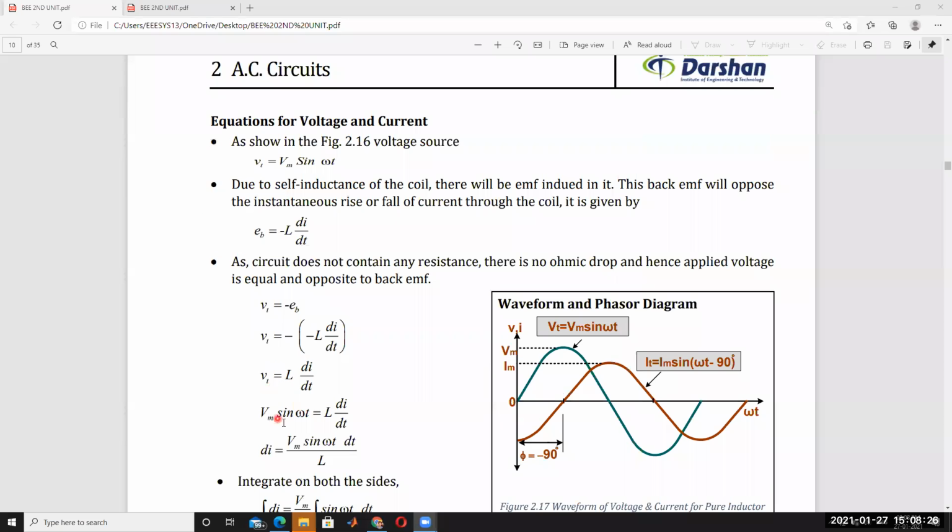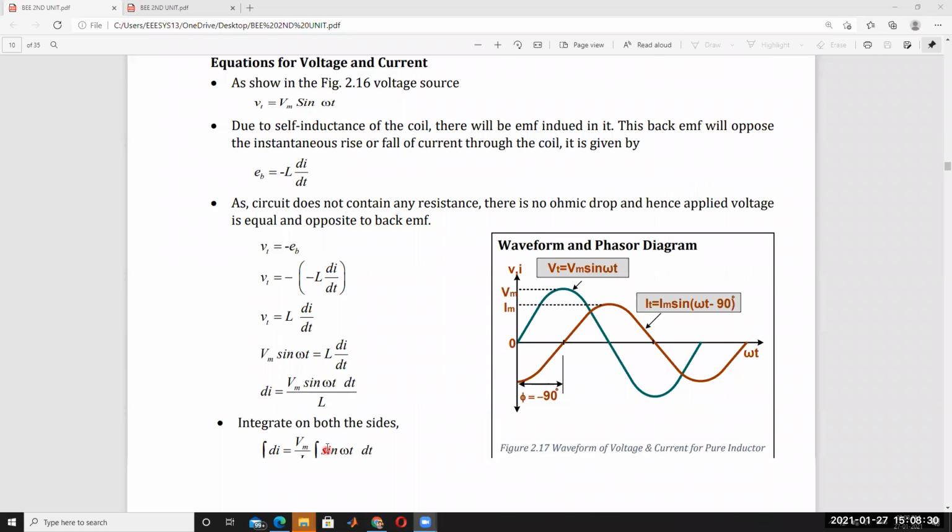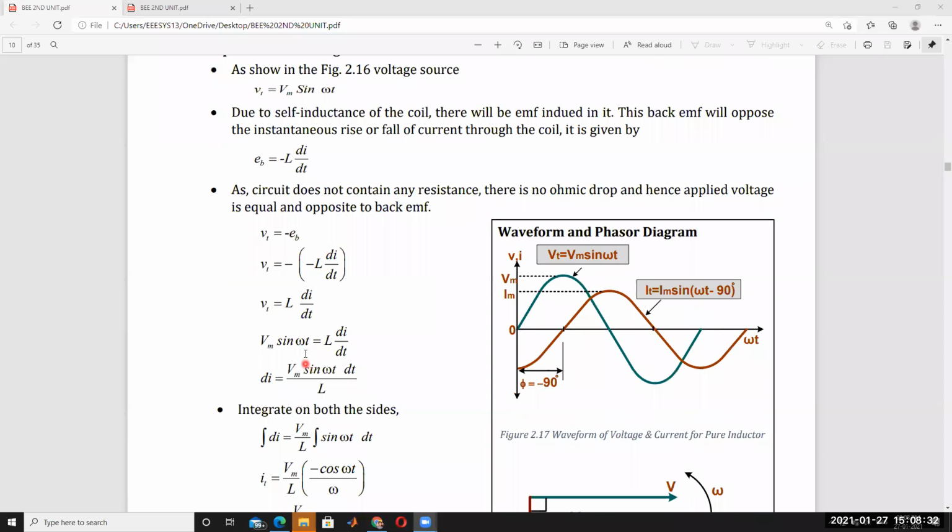Well, Vt is equal to Vm sin omega t. Then L into di by dt, so di is equal to Vm sin omega t by L into dt. Apply integration on both sides. Integration of di is equal to Vm by L into integration of sin omega t.